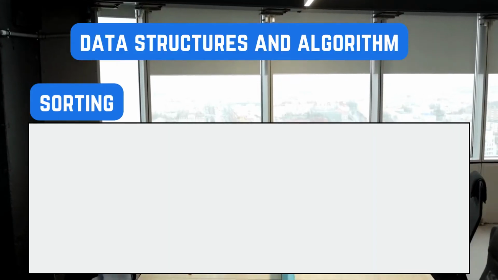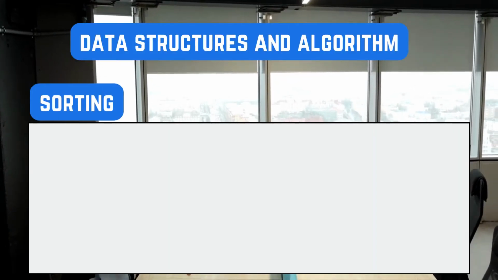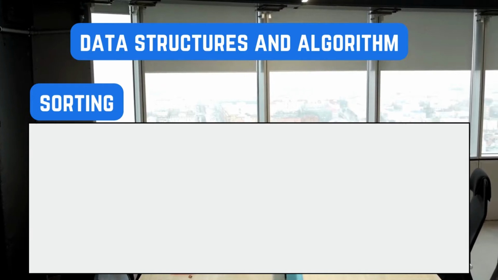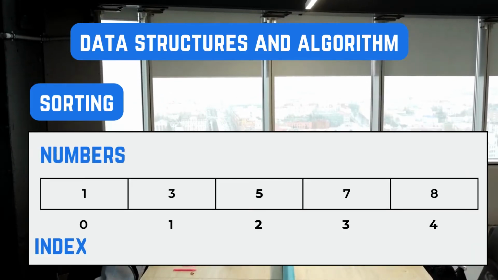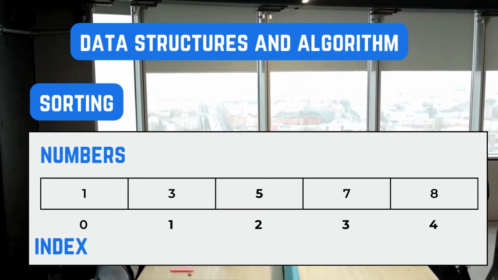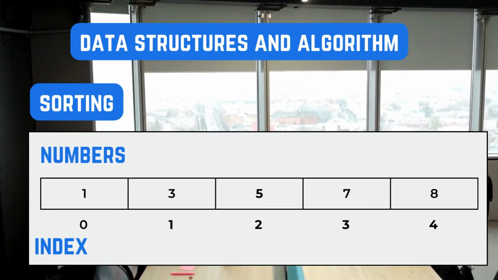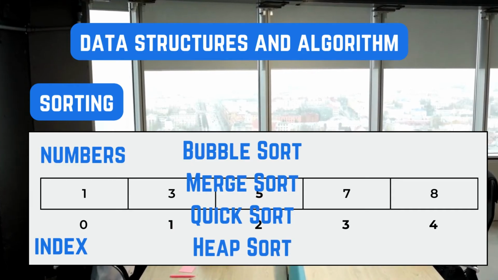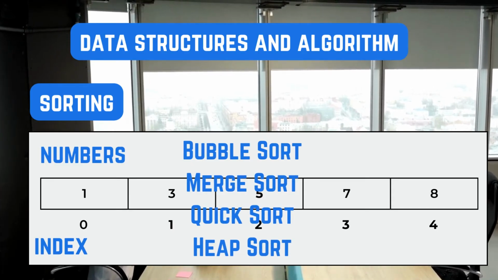So let's get started. First is sorting algorithms. One of the most common algorithms used in DSA is sorting. Sorting algorithms are used to arrange data in a specific order, such as numerical or alphabetical. Some of the popular sorting algorithms include bubble sort, merge sort, quick sort, and heap sort.